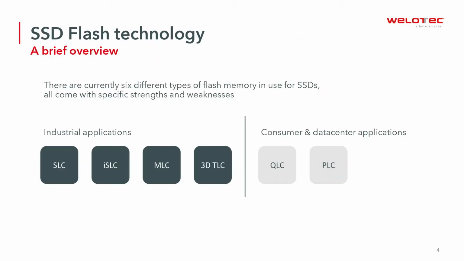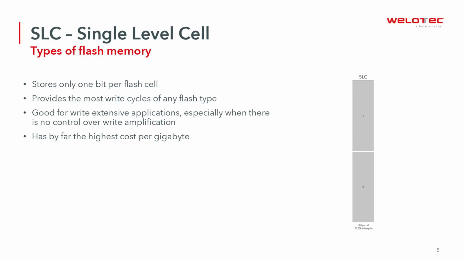Let's have a look at flash technology. There are currently 6 different types of flash memory in use for SSDs, and they all have their specific strengths and weaknesses. For industrial applications, SLC, iSLC, MLC, and 3D TLC are in use, while consumer and data center applications also use QLC and PLC SSDs. So what are these? SLC is the classical type of flash memory.